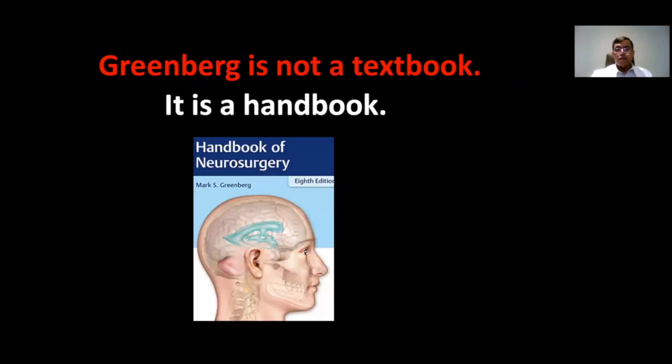Please do not read from handbooks. The Greenberg is not a textbook. It is a handbook. I have to repeat this and hammer it till the day I die.